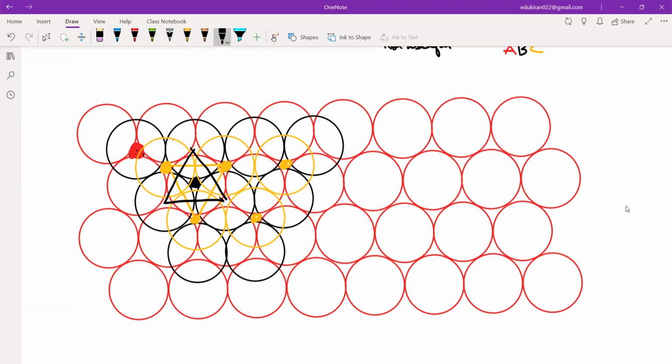Okay. Now, these yellow and the black, once again, let us focus. The yellow ones is here. Then we have the black one here. Let me also darken. So these are the black one.